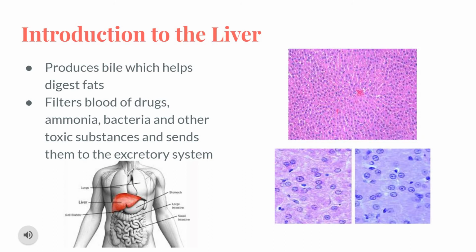Introduction to the liver. So the main functions of the liver are to produce bile, which helps in the digestion of fats. And the liver also filters the blood of drugs, ammonia, bacteria, and other toxic substances and sends them to the excretory system. So in the bottom here, you can see a picture of the liver. And then to the right, here are two different microscopic slides of what a normal liver should look like.